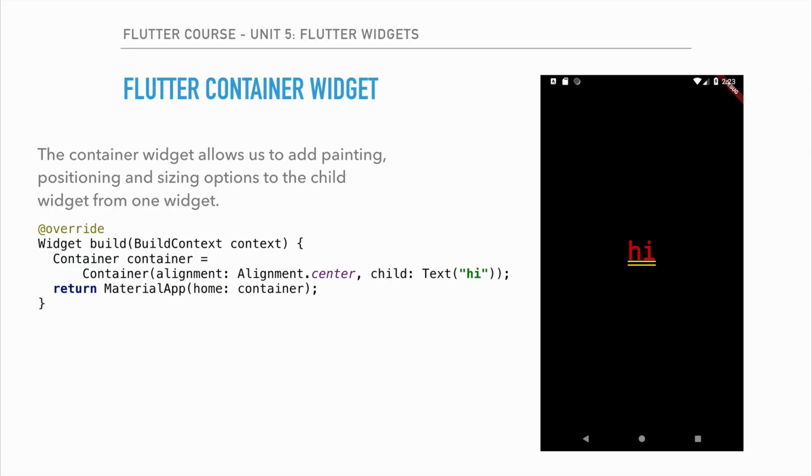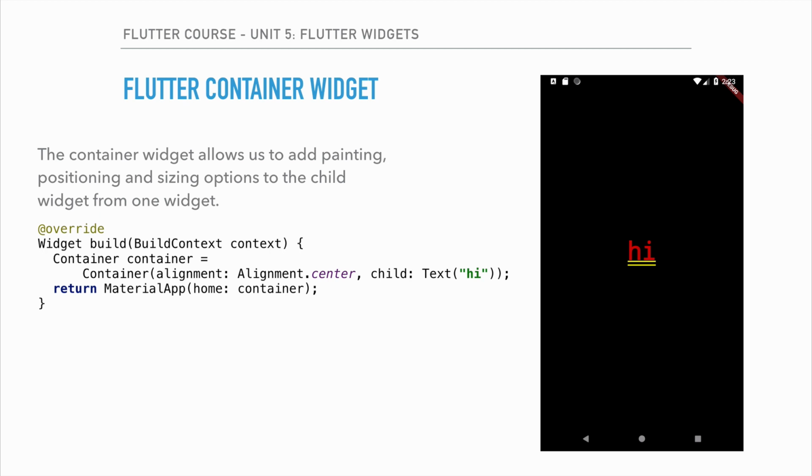Alright, so the container widget allows us to add painting, positioning, and sizing options to the child widget all from one widget. So essentially what I mean by that is that this widget allows us to configure where we want our widget to go, how big we want it to be, and so on. Essentially this is a rectangle that's going to be a wrapper for our widget that we can then utilize and do quite a bit of stuff.